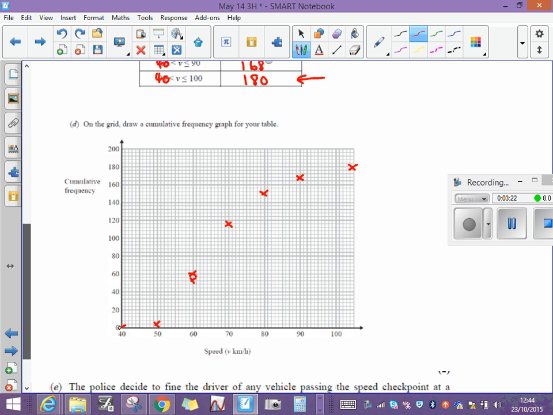And strictly speaking, we should go through 0 here. Okay, so that one was wrong. Join them up. You can either join them with a ruler or with a smooth curve. In this case, pretty smooth curve.